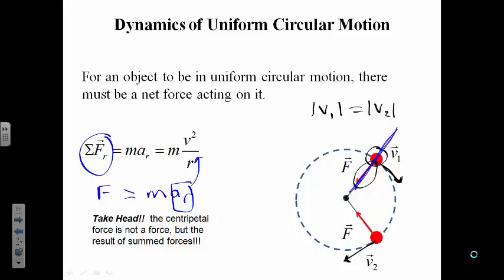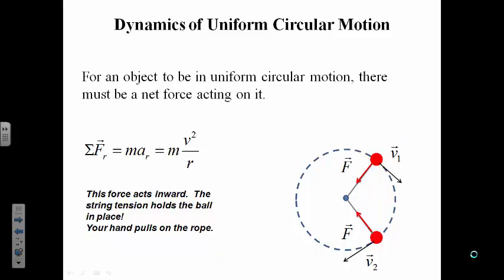So the idea is that this radial force, or centripetal force, is the result of summing your forces, which gives you MAR. And please note, the centripetal force is not a force, it's the result of the summed forces. So if you have any forces acting along that blue line, you would add them up to get the sum of the forces that would then be MAR.